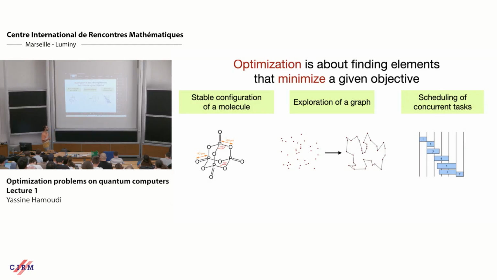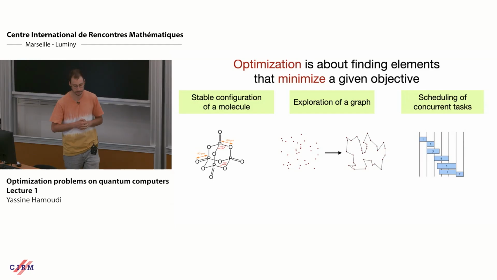A third example is about scheduling. Let's say you have a bunch of tasks that you want to execute on a machine. However, there is some priority, so some tasks cannot be executed before you have executed other tasks. And there is some delay and so on and so forth. So what would be the optimal amount of time that you need in order to execute all the tasks? Again, that is an optimization problem, which is very important in the industry, for instance.